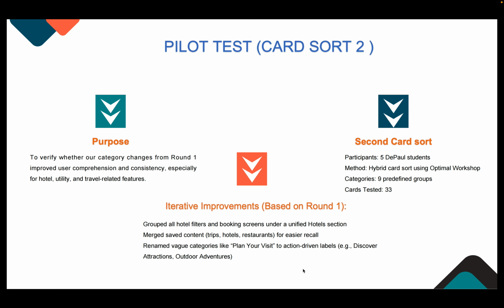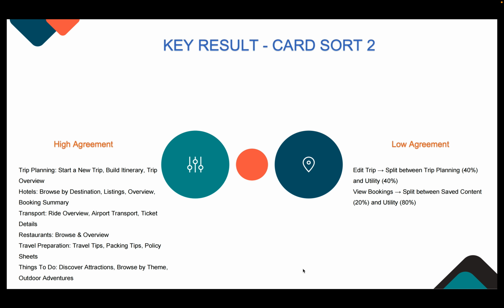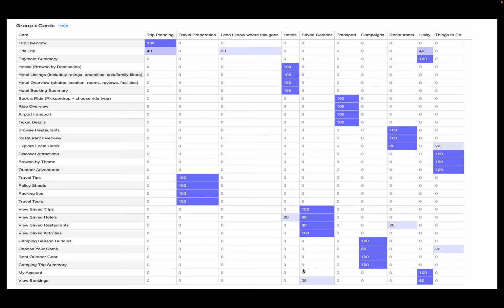So, iterative improvements based on round 1. Grouped all hotel filter screens under a unified section. Merged saved contents for easier recall. Key results: high agreement is trip planning, start a new trip, build itinerary and trip overview. The low agreement view booking split between saved content 20% and utility 80%.